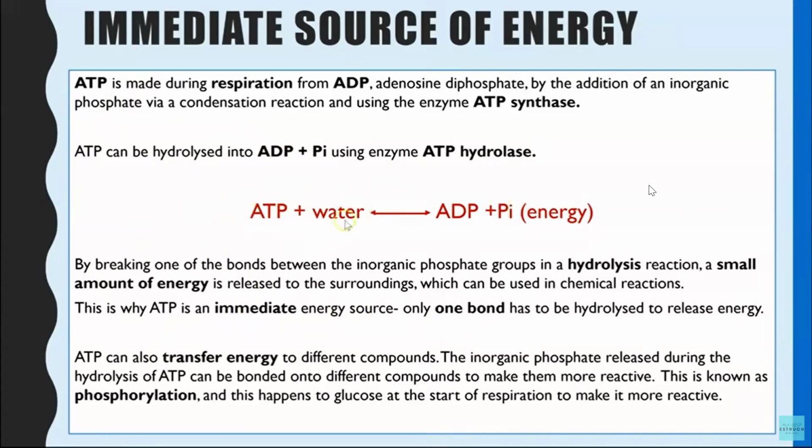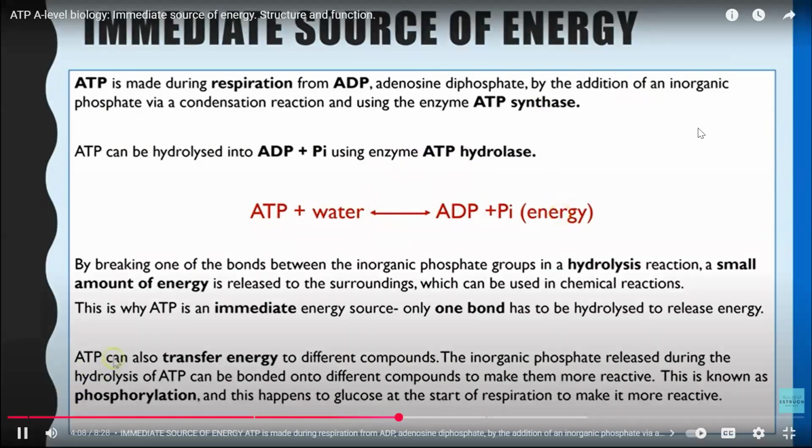So this diagram here is just representing that it is a reversible reaction. For ATP hydrolysis, you have to add water and you need ATP hydrolase. The reverse of that reaction is how ATP is created, and this is a condensation reaction because water is removed, and ATP synthase is required for that reaction, as well as a small amount of energy.